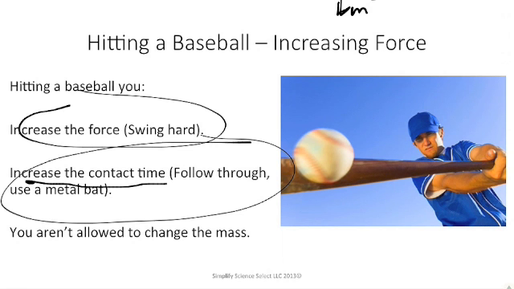In this particular case, you can't change the mass. You're not allowed to say, well, I'm going to switch a baseball to a softball or something like that. And actually, increasing the mass wouldn't be very effective if you're trying to change the momentum or change the velocity of the ball. So you're not allowed to change the mass, so that's not an option for us. But if you swing hard and you follow through, that will impact the velocity of the ball.